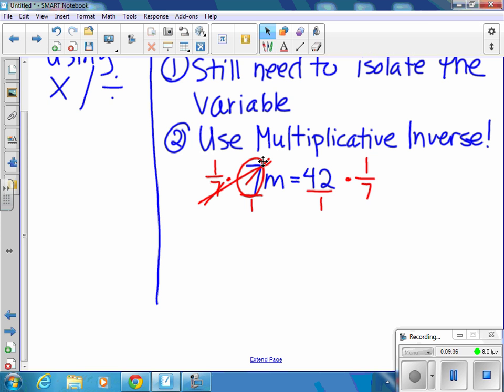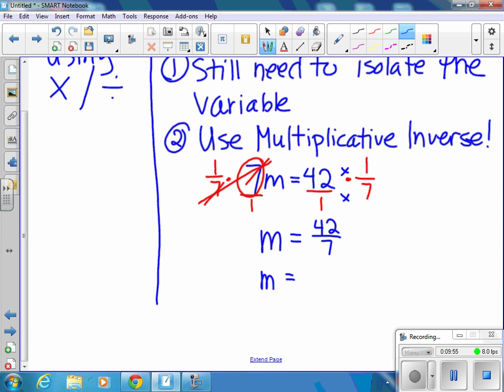What I have left is m. And that's what I want. I have m all by itself. That's going to equal the same thing as 42 times 1 and 1 over 1 times 7. Well, 42 over 7 is going to give me 6, m equals 6. So this here is my final answer.